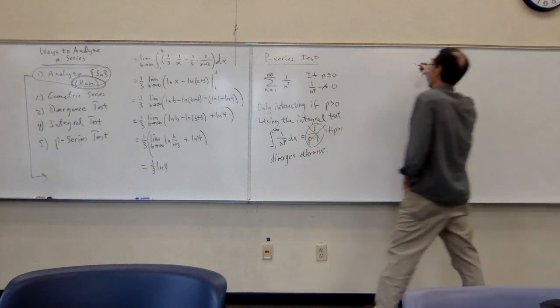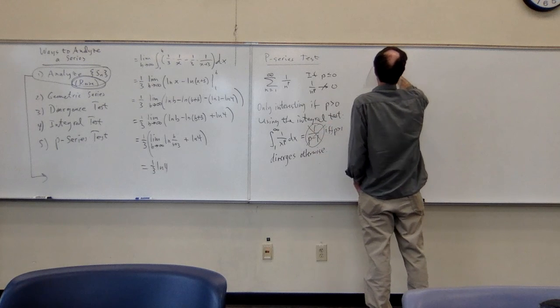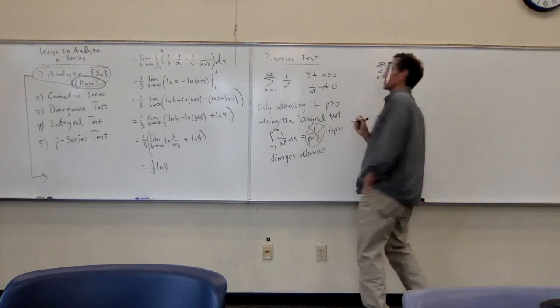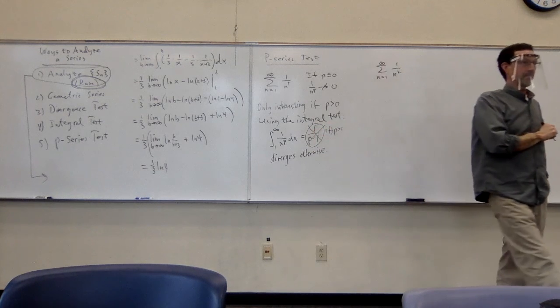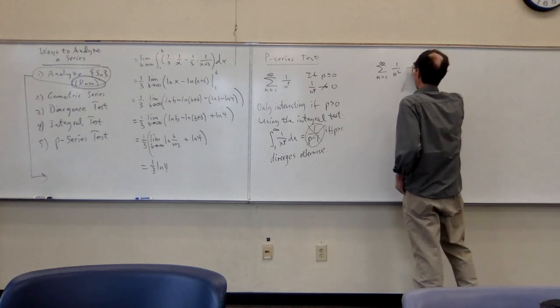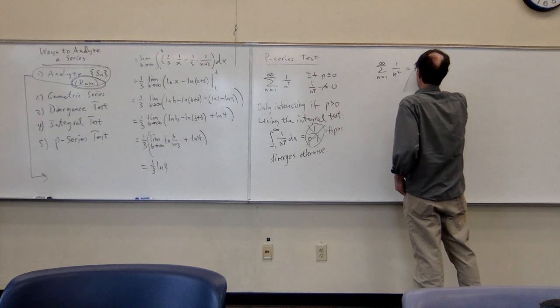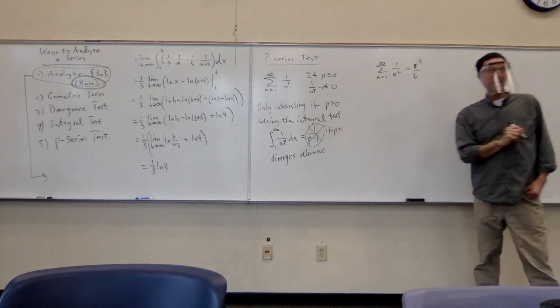So what about this? Summation n equals 1 to infinity, 1 over n squared. What kind of series is it? It's a p series. What's the value of p? 2. Is 2 bigger than 1? It is. Converges. Here's a fun fact. It's way beyond our ability to prove it, but it actually converges to pi squared over 6.